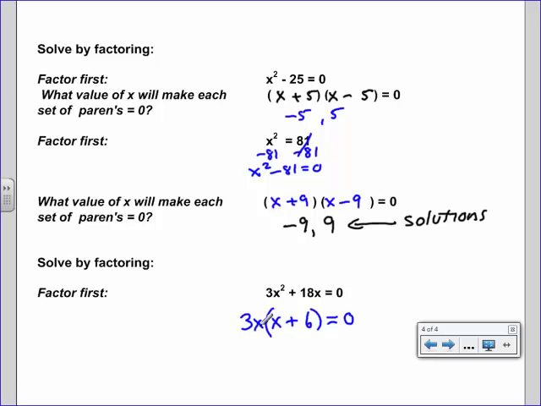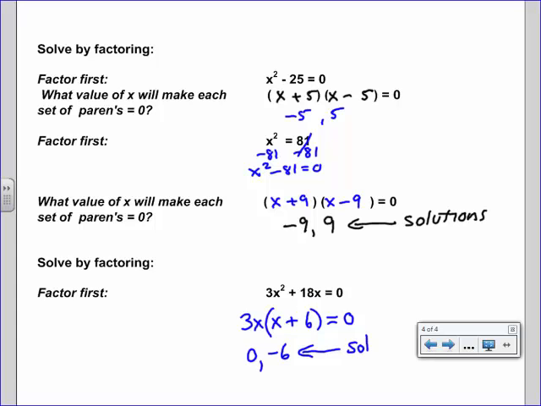Again, you're multiplying this times this. What would make 3x equal to 0? Well, 3 times 0 is equal to 0, so your one solution is 0. And what plus 6 is equal to 0? -6. So those would be your solutions.